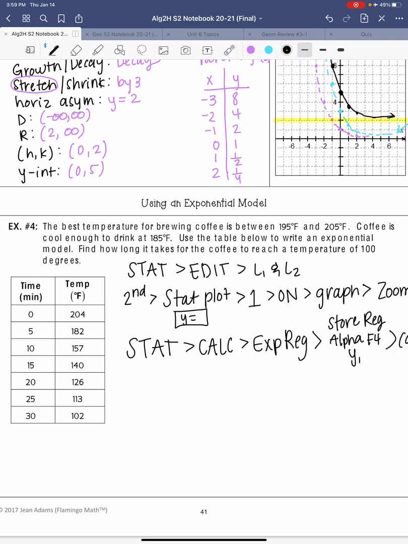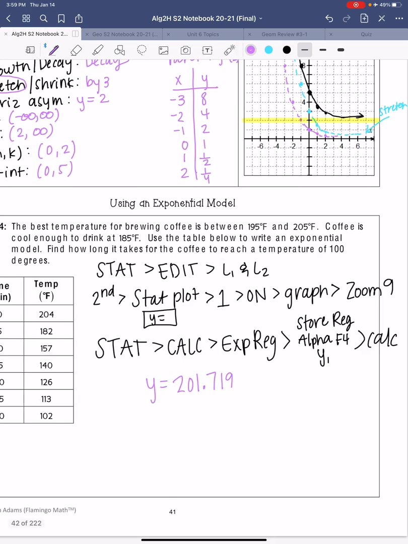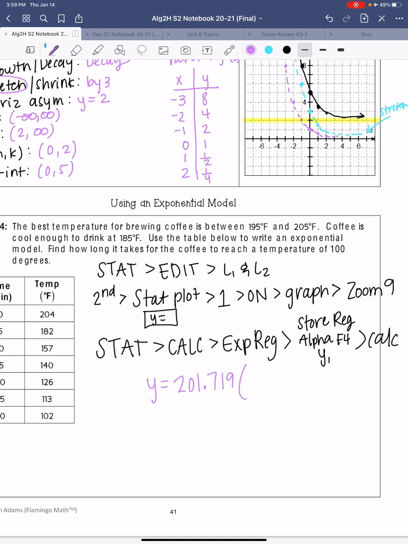So going back to our notes, let's write our regression for this. y equals, our a value was 201.719. I always say round to 3 decimal places unless we're talking about money. Our b value is 0.977 to the x value. Okay, so this is the best model that represents this coffee cooling down.